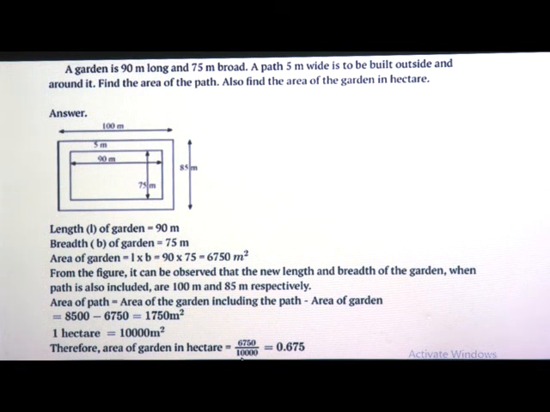Now, you know very well where to give a decimal point. Just count the number of zeros and find out the number of digits. So, we will get in hectare 0.675 hectares, that is nothing but the area of the garden in hectare.